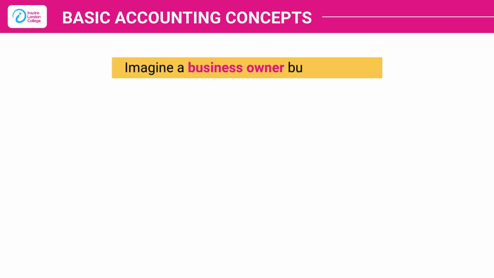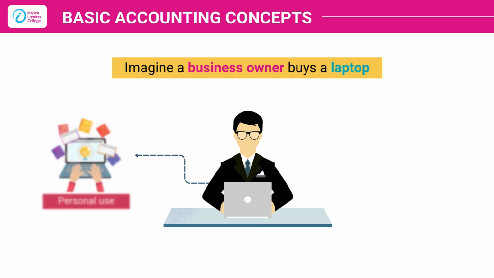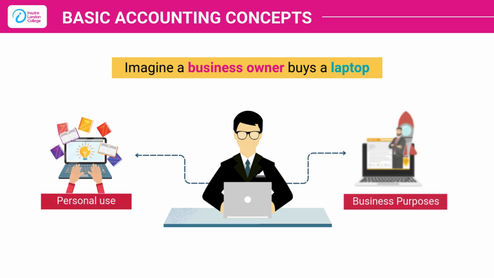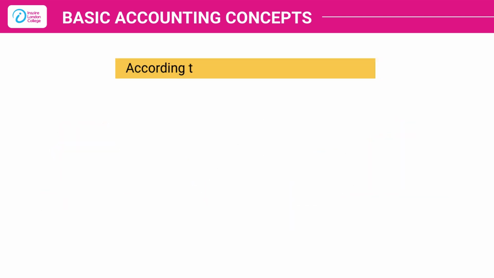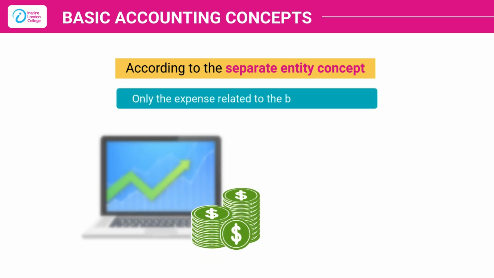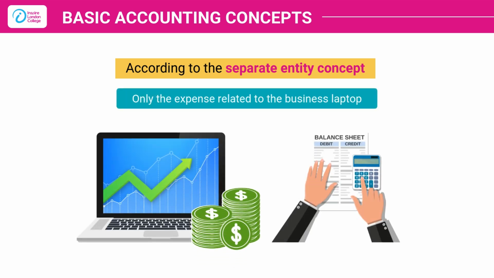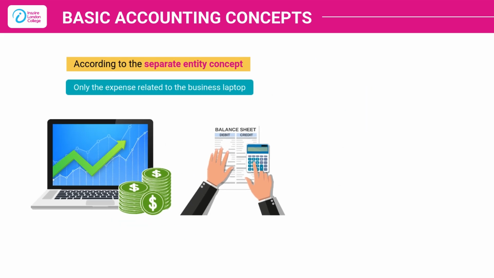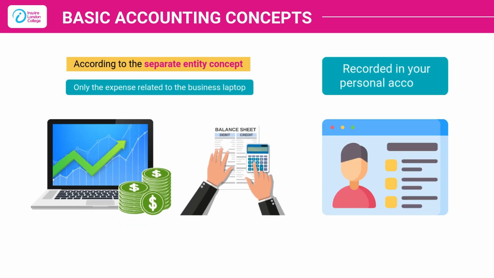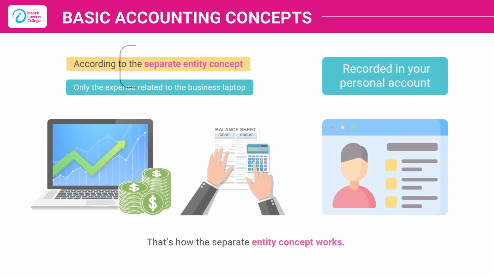Imagine a business owner buys a laptop for personal use and another for business purposes. According to the separate entity concept, only the expense related to the business laptop would be recorded in the company's financial statement. Another expense would be recorded in your personal account. That's how the separate entity concept works.